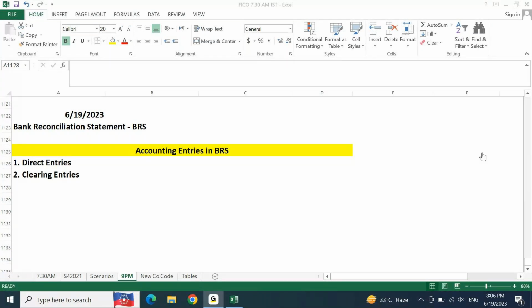Okay. What is direct entry? What is clearing entry? Any idea? Anyone? That invoice entry is called direct entry, and after we made the payment, we receive the bank statement. After that, we clear. No, that is clearing entry.